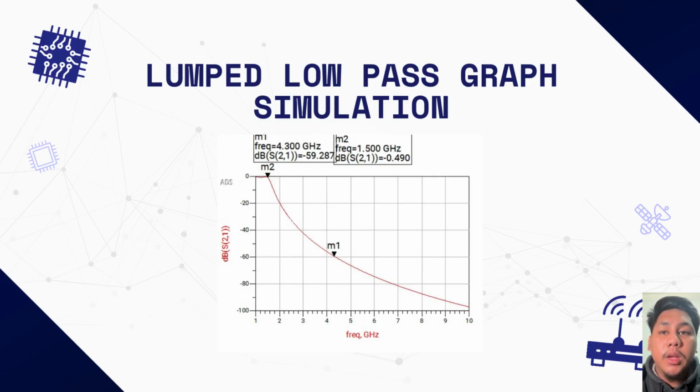59.287 dB. This is significant because it exceeds our specification of 50 dB attenuation at 4.3 GHz by almost 10 dB. The filter provides very strong rejection of unwanted high frequency signals. This confirms that our fifth order Chebyshev lumped design successfully meets and even surpasses both the passband ripple and stop band rejection targets. The sharp roll-off between 1.5 GHz and 4.3 GHz demonstrates the advantage of the Chebyshev response over a Butterworth filter of the same order.